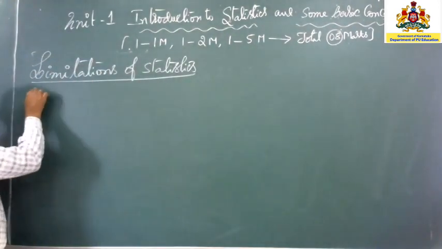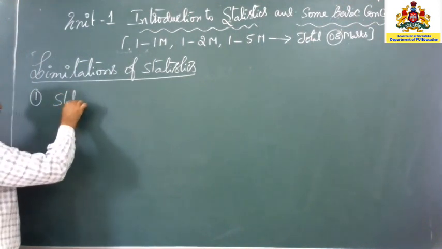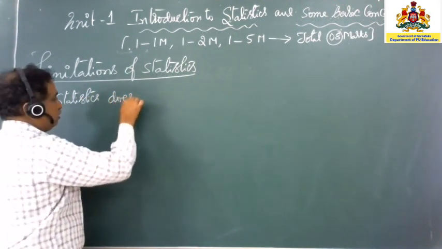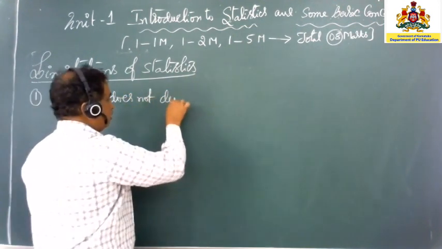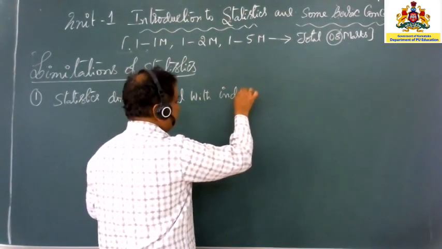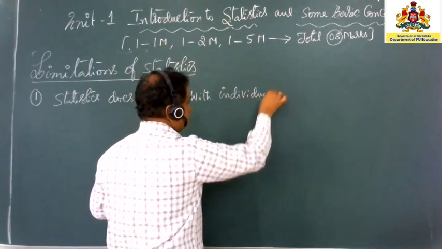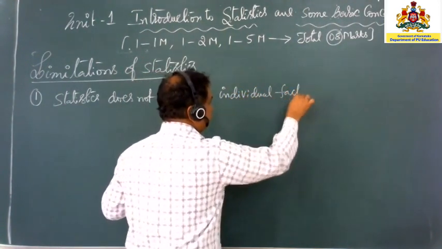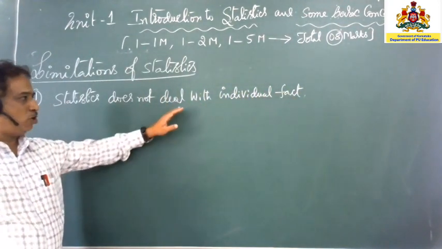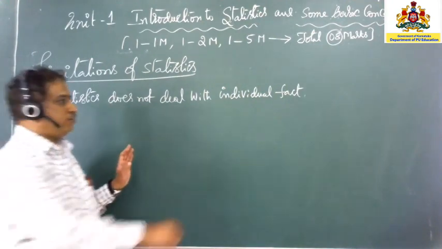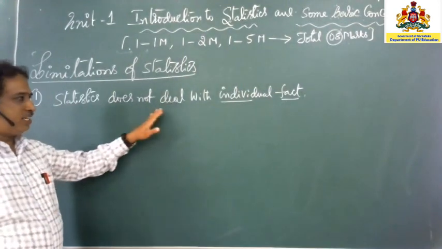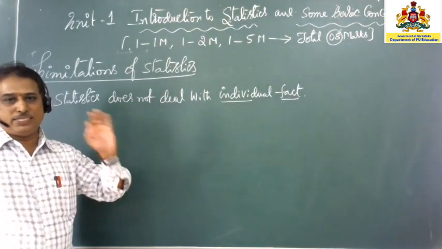The first drawback of statistics: it does not deal with individual fact. Statistics does not deal with individual facts. That is the drawback of statistics. Fact means information. Individual means single information. Statistics does not deal with a single fact, single information.